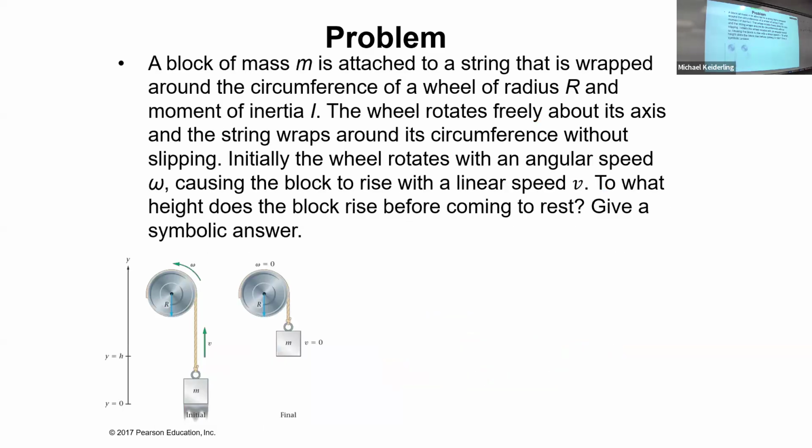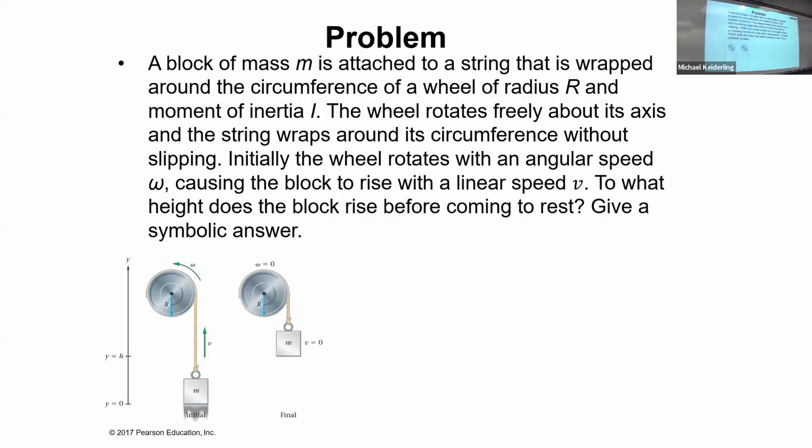Here we have a block connected to a pulley. A block of mass m is attached to a string that's wrapped around the circumference of a wheel of radius r and moment of inertia I. The wheel rotates freely about its axis, and the string wraps around its circumference without slipping. Initially, the wheel rotates with an angular speed omega, causing the block to rise with linear speed v. To what height does the block rise before coming to rest?